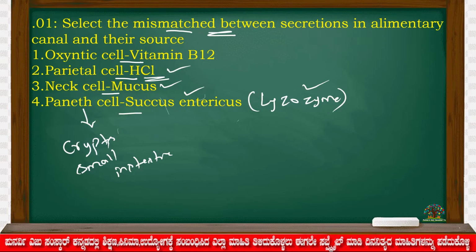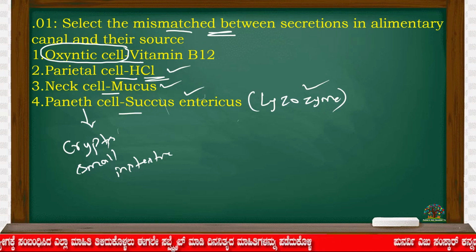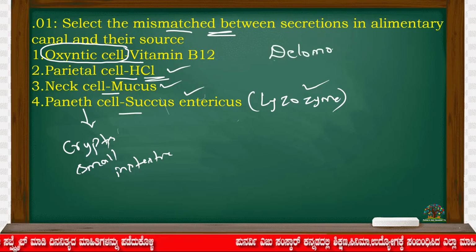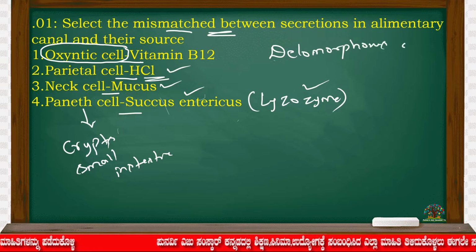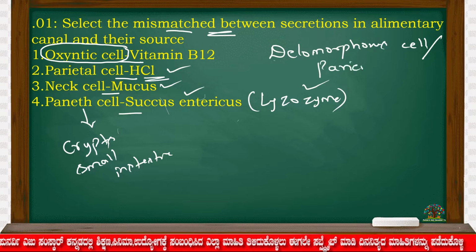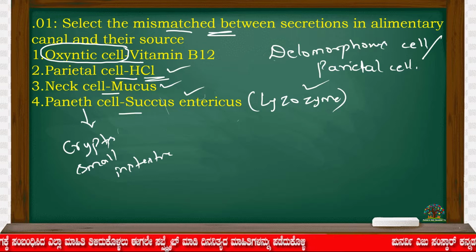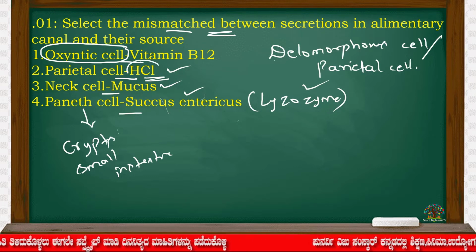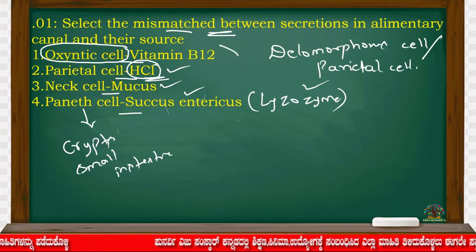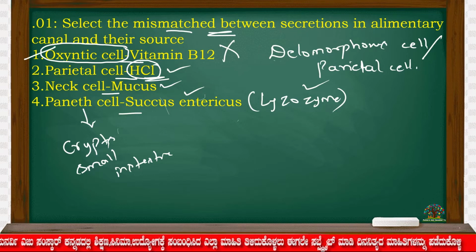Whereas the first option, oxyntic cell, has got another name called delomorphous cell, which is also called parietal cell. So the other name of oxyntic cell is parietal cell and the parietal cell secretes HCl. So the first option which says oxyntic cell secretes vitamin B12 is a wrong answer and this is the mismatched pair in the given question.